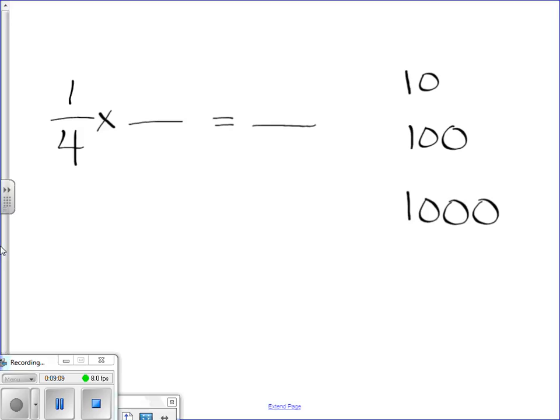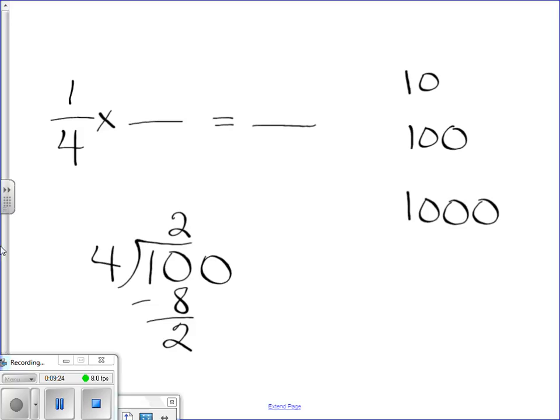Can 4 go into 10? I have a remainder. Does it work? No. So let's see, can it go into 100? Yes. So my ending denominator is 100.